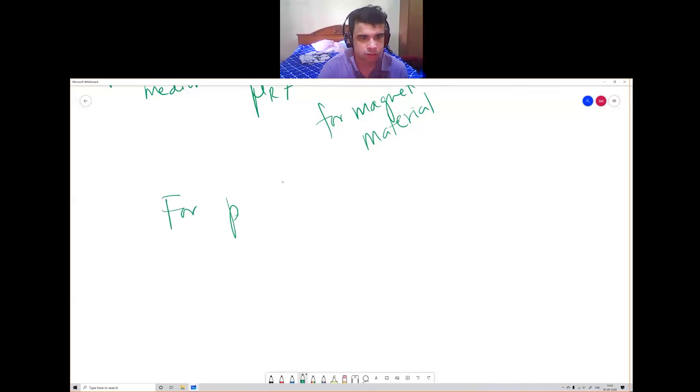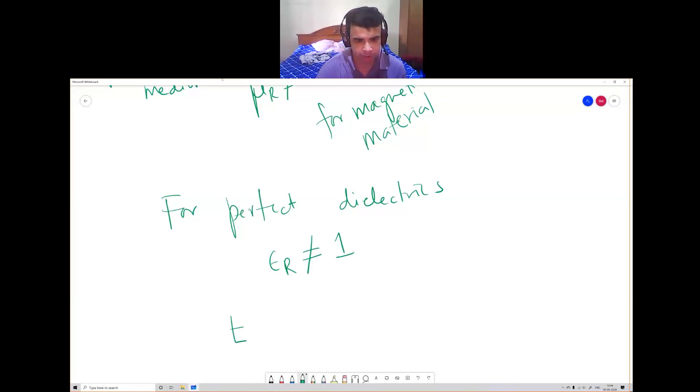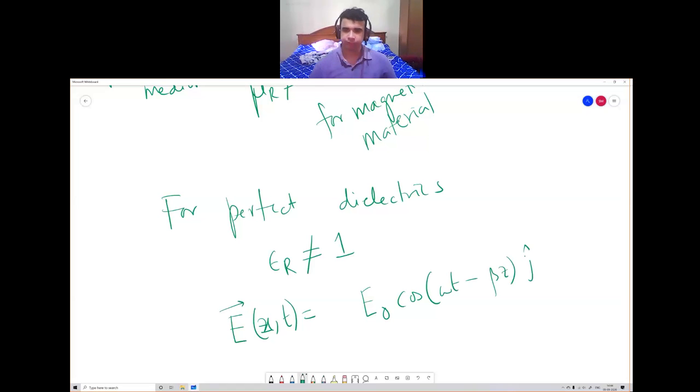for perfect dielectrics, epsilon r is not equal to 1. So how will our equations be changed? E will remain the same. E equal to a function of x,t, cos(omega t minus beta z). This was j, right?